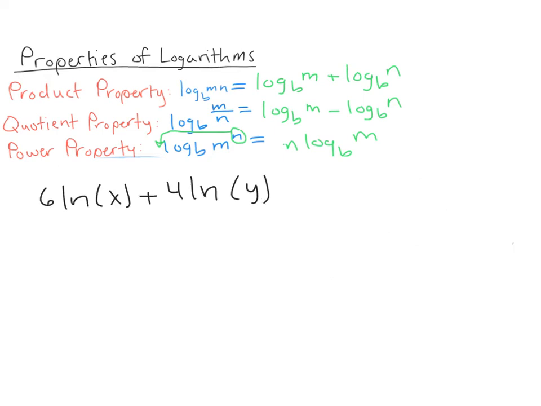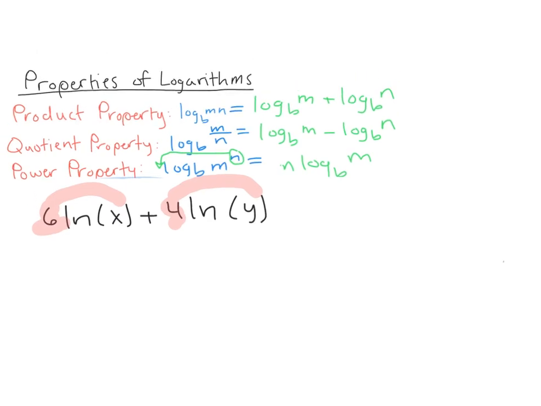All right, so let's try this one on. So this one right here, you have 6 ln of x plus 4 ln of y. Well, looking at this, we have to think in terms of going backwards. And we know that we can take these numbers on the outsides and convert them back into exponents, okay? So let's go ahead and do that.